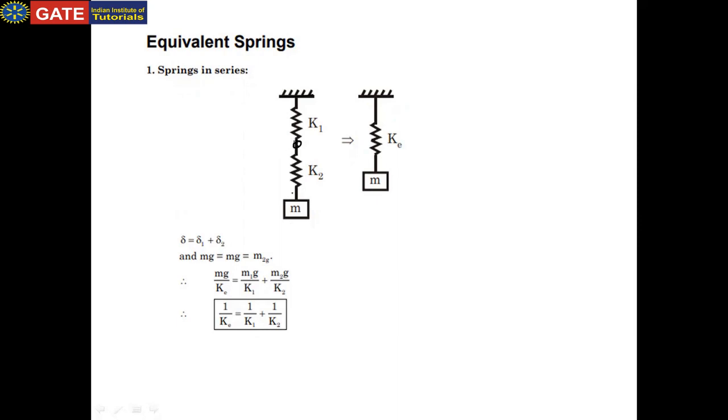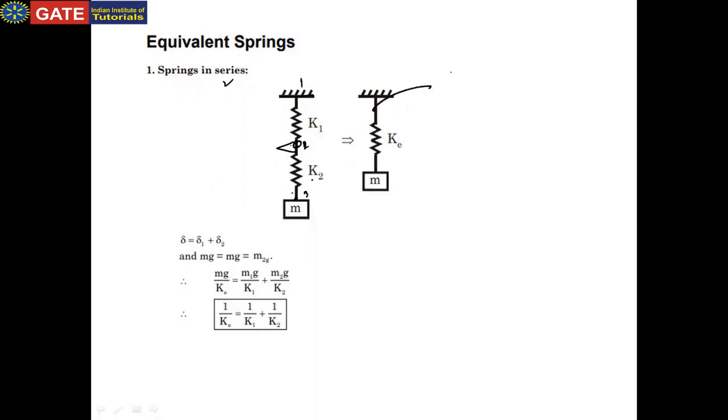See, this is the point. Say this is 1, this is 2, and this is 3. For spring 2, the initial point is 2. For spring 1, the ending point is 2. So the ending point and initial point are the same. If it is the same, then it is called a series spring. Now both springs are in series.